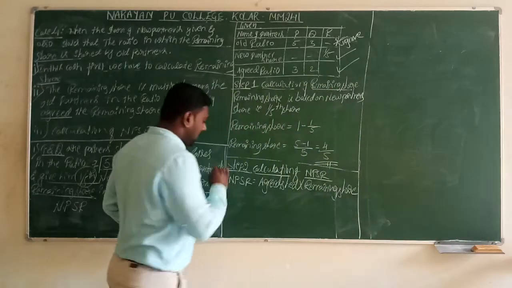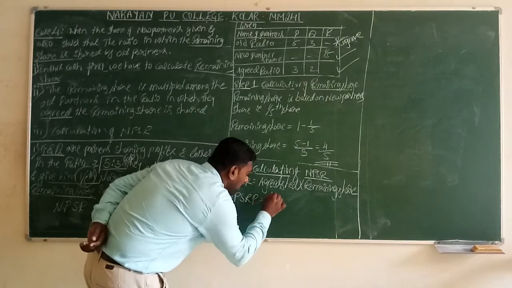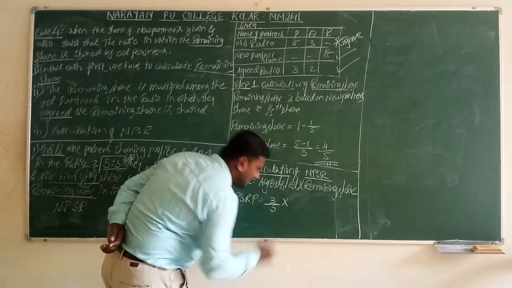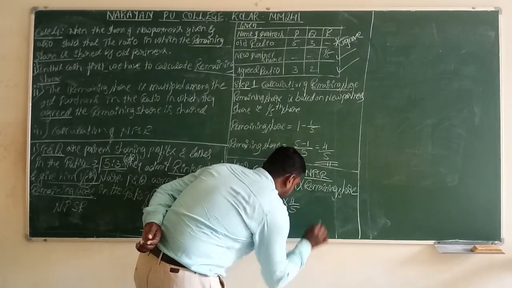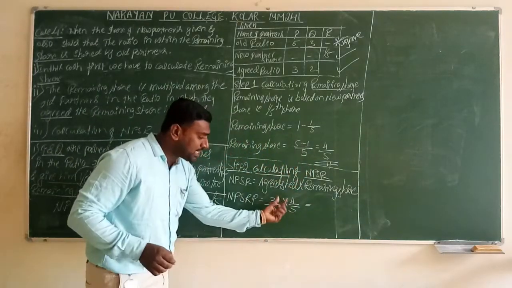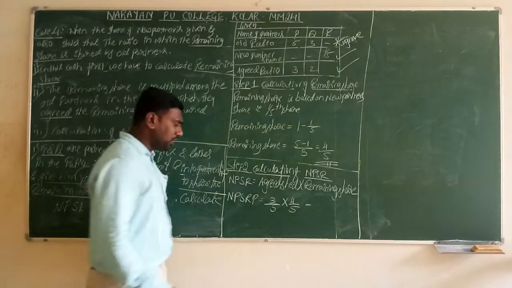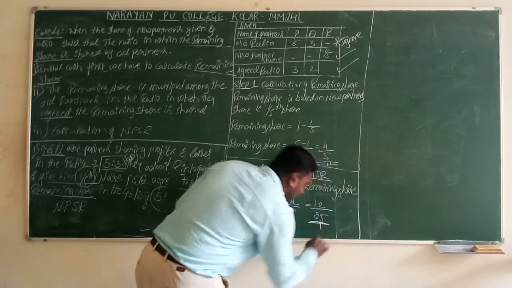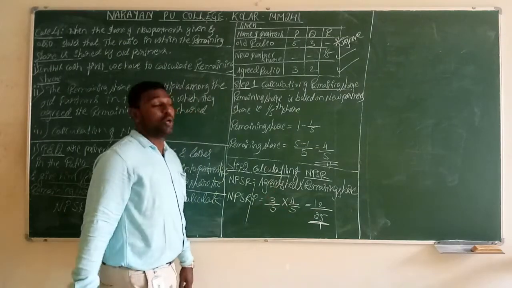So here, case number 4 says that NPSR of P is equal to the agreed ratio 3 by 5, into the remaining share, which we calculated as 4 divided by 5. If the multiplication symbol is given between the two fractions, we directly multiply numerator to numerator, denominator to denominator. 3 4s are 12 divided by 5 5s are 25. So NPSR of P is equal to 12 divided by 25.